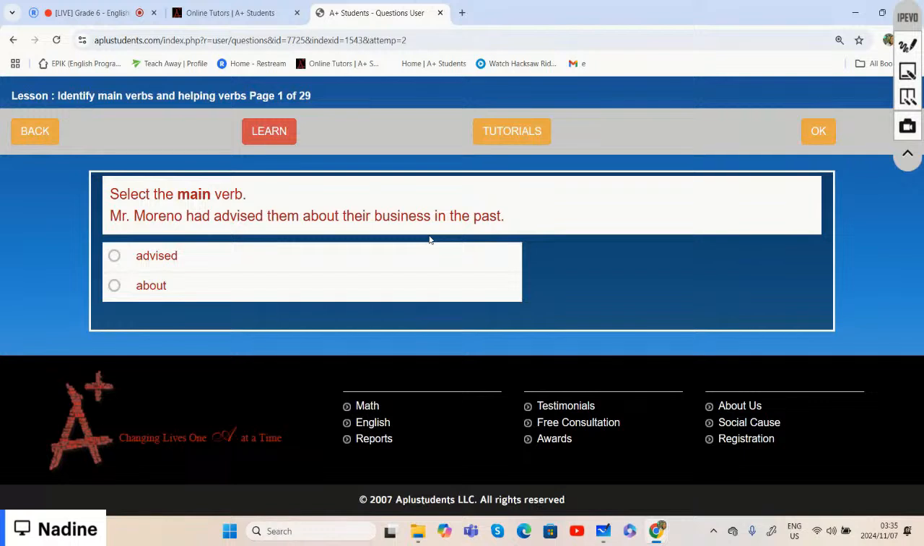All right, so now we're going on to our test. We need to select the main verb within our sentence. It says, Mr. Moreno had advised them about their business in the past. What is our main verb in the sentence? Is it option 1, advised, or option 2, about?